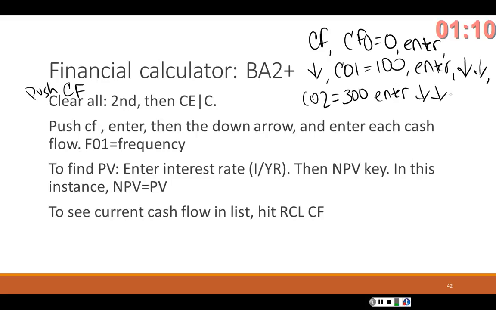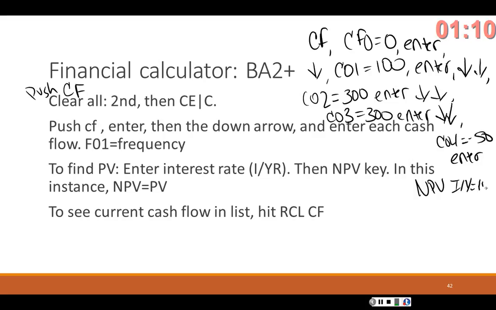Now here's an example where you could use frequency. You could put cash flow 2 as 300 with a frequency of 2, and then cash flow 3 would be the negative 50. Or you could skip the frequencies, enter cash flow 3 of 300, enter, down arrow twice, and cash flow 4 is a negative 50, enter. NPV, I/Y equals 10, enter, down arrow, and compute.